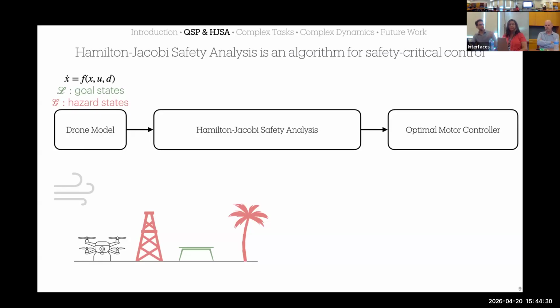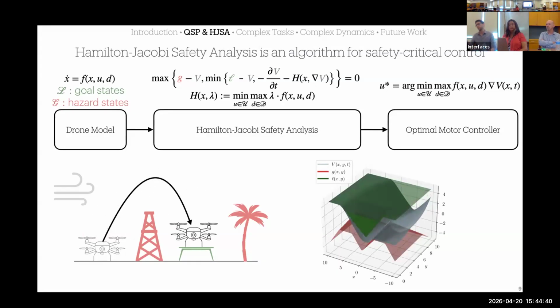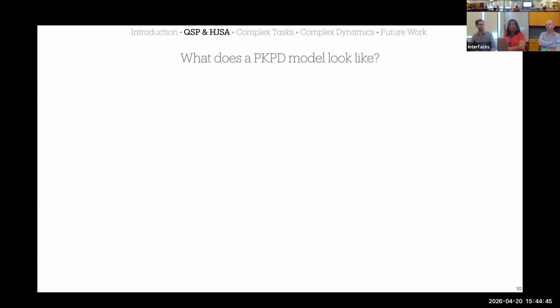And this algorithm called Hamilton-Jacobi safety analysis takes in this model and solves this partial differential equation for something called the value function. And then once you've solved this partial differential equation, you get the optimal motor control for free that tells you how to control your robot. And that seems really unrelated to us until you think about what these PK/PD models look like.